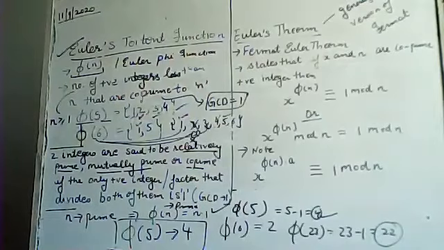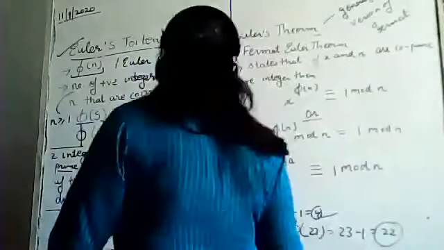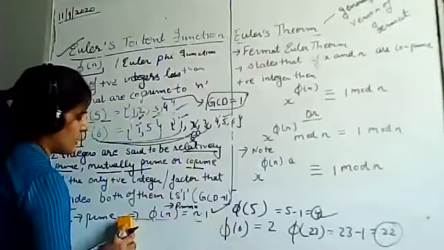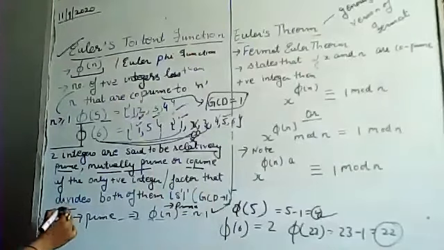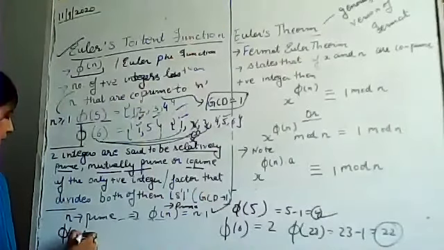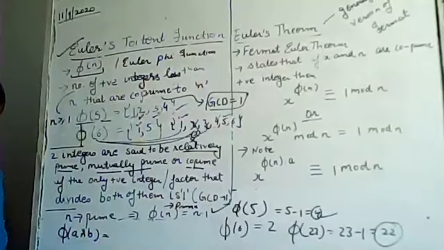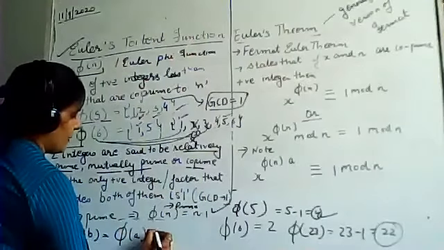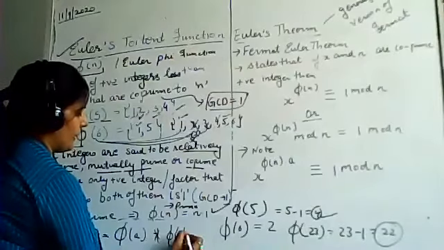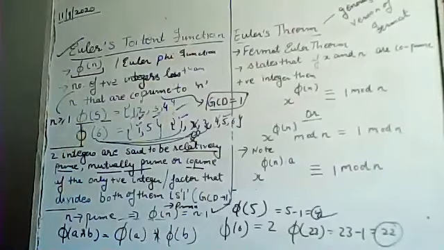Now there is another term that we will be using in all this calculation in my algorithm. These are just some descriptions that we need to see, to understand how we can use this totient function. Now let's suppose we have the value phi of a into b. How can we calculate this? You can write it like this: phi of a multiply phi of b. Clear? This is how you can represent this calculation.